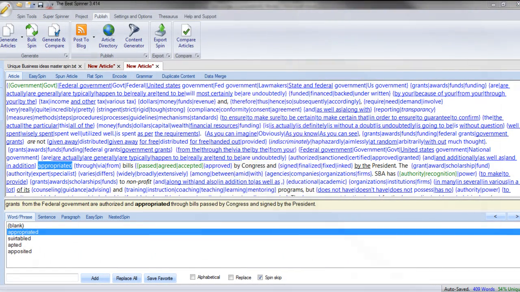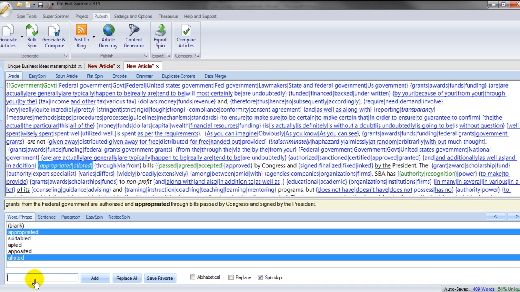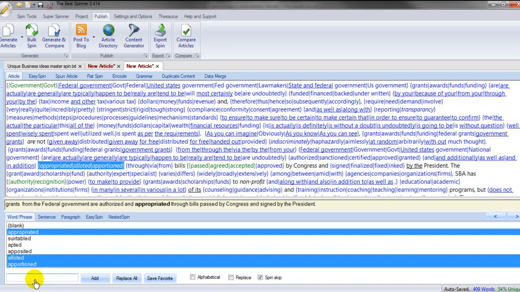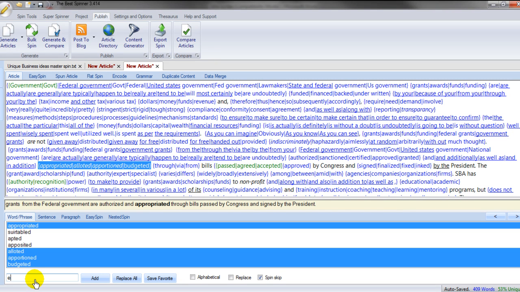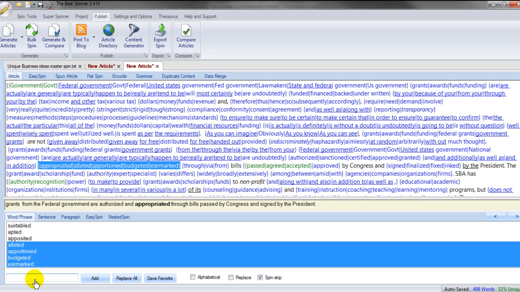So you have to get some background on these keywords and maybe do additional research in a thesaurus. So "appropriated" could be allotted, apportioned, budgeted, earmarked. This should be enough.